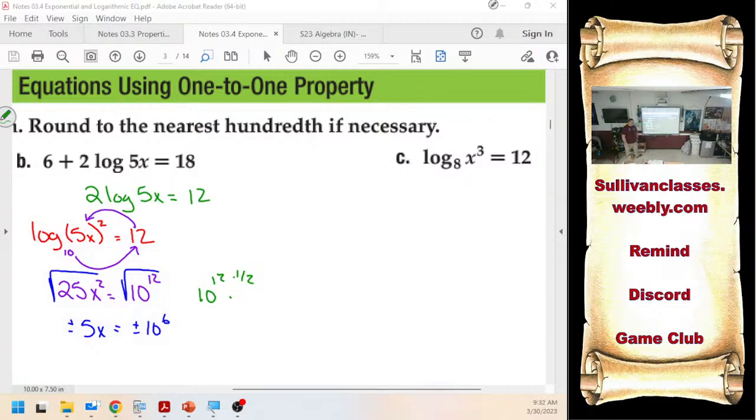Square root is 1/2 power. So I'm just saying it's going to be plus minus on both sides, so you're good to go. Divide by 5 and you get plus or minus 2 times 10 to the 5th, because I'm just taking one of the 10s divided by 5, which is 1, 2, 3, 4, 5 zeros, 200K.